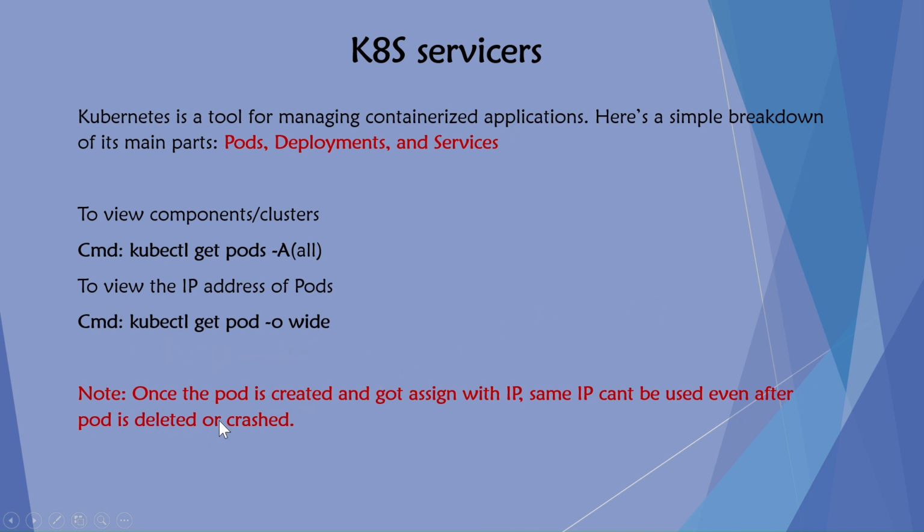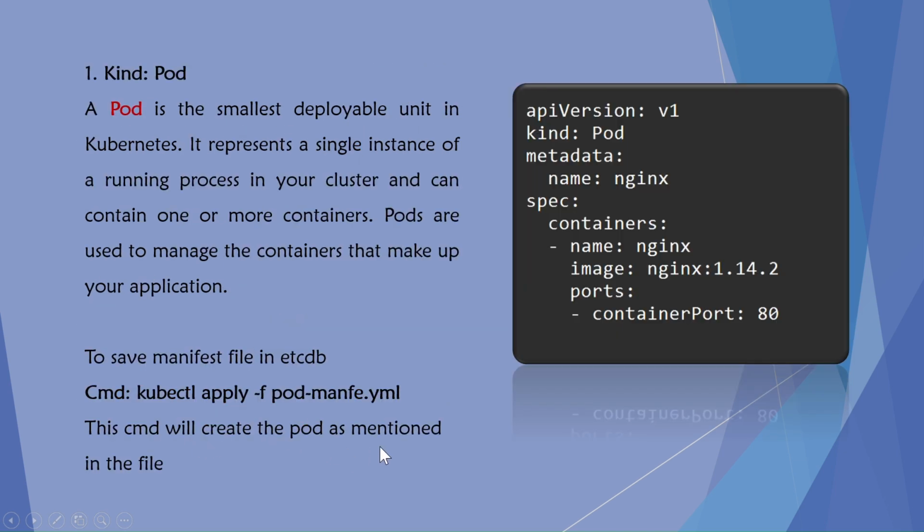Once the pod is created and assigned an IP address, the same IP cannot be used again after the pod is deleted or crashed. So the first service is pod. It's the smallest deployable unit in Kubernetes. It represents a single instance of a running process in your cluster and can contain one or more containers. Pods are used to manage the containers that make up applications.